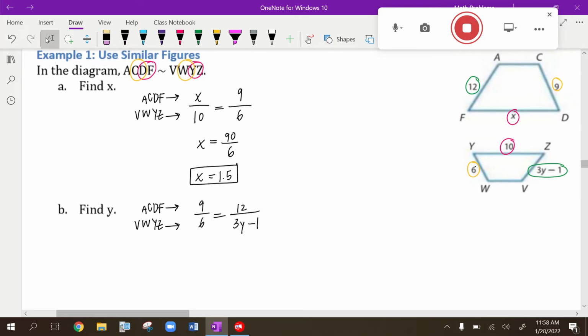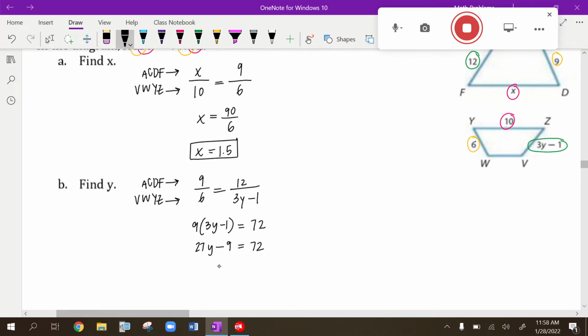Cross multiply, and you should get 9 times 3Y minus 1 equals 72. Distribute your 9, you get 27Y minus 9 equals 72. Add 9 to both sides, you'll get 81 on the right side. And finally, divide both sides by 27, you get Y equals 3.